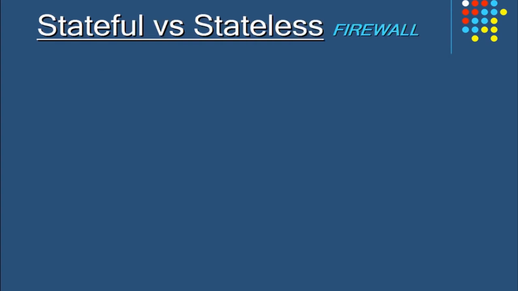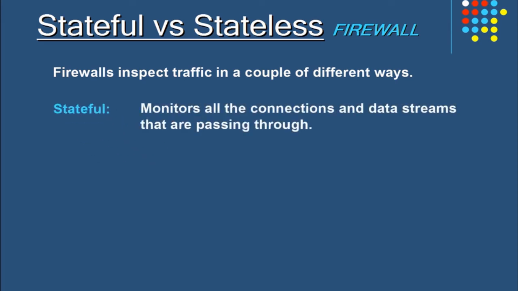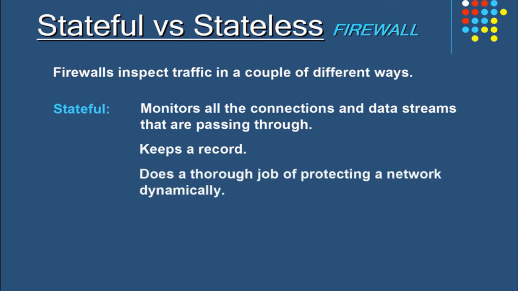Firewalls also inspect traffic in a couple of different ways, and one way is called stateful. A stateful firewall monitors all the connections and data streams that are passing through and keeps a record of it. It uses the connection information that comes from the applications and previous sessions and factors that in allowing or denying the flow of data packets. It does a thorough job of protecting a network dynamically.